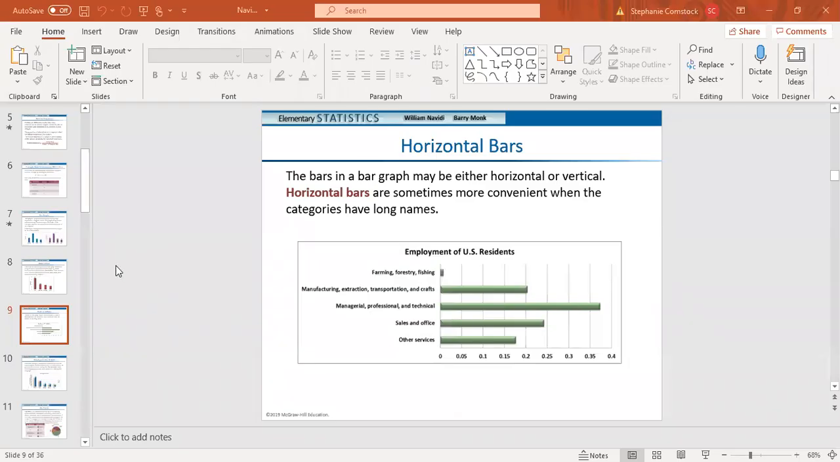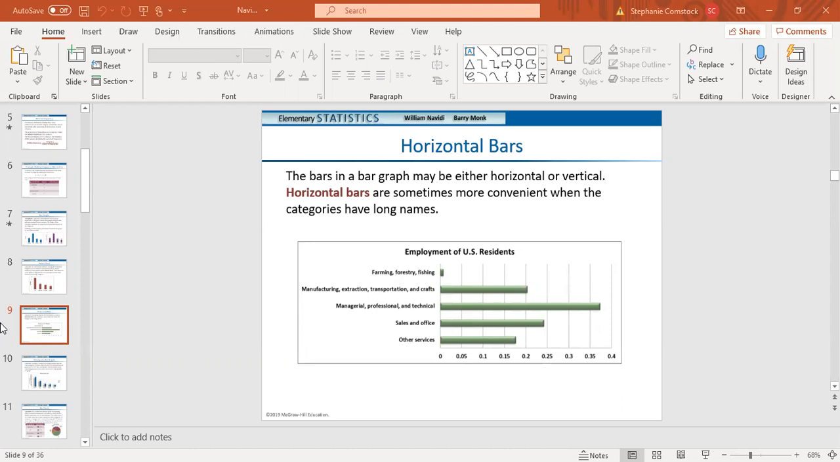So one other thing is we can do horizontal bars as opposed to the vertical bars. With horizontal bars, oftentimes we use these when the titles for our categories are a little bit longer. For example, with this one, to try and fit the category manufacturing, extraction, transportation, and crafts at the bottom of a graph with vertical bars would be very, very difficult. We'd have to either do some abbreviations or run it up into a couple of lines. It's a bit easier to run the descriptions long ways across, and then just let the bars go horizontally.